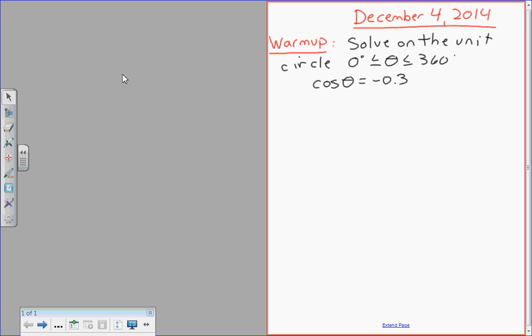Back from yesterday, do you remember cos is equal to x, y, or slope? Yeah, so cos is going to be x. So I'm just going to draw this as x equals negative 0.3. Again, for those who showed up late yesterday, and there are a few of you who missed this, the whole first half of the lesson was based on this.